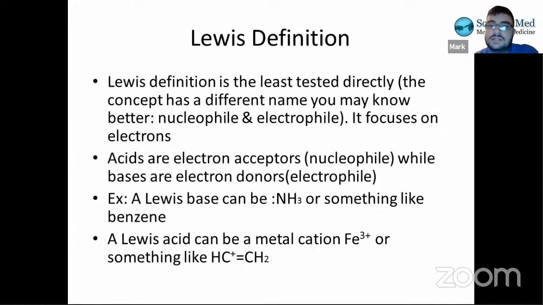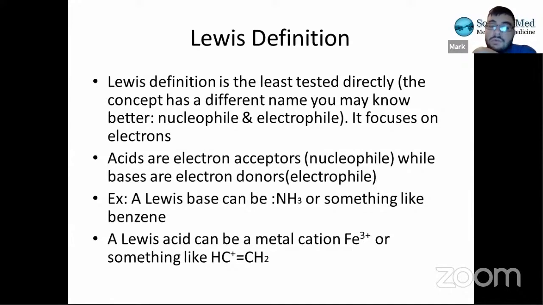Lewis definition is the least tested directly. So the concept has a little bit of a different name, or the idea is the same, that you may know better. It's called nucleophile electrophile, if you remember from organic chemistry. The idea is essentially the same as in the Lewis definition, and it focuses exclusively on electrons rather than protons or H plus, OH minus. So acids are known as electron acceptors or nucleophiles, as you may know them, while bases are electron donors or electrophiles, as you may know them.